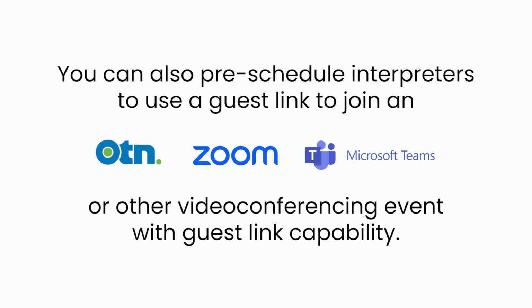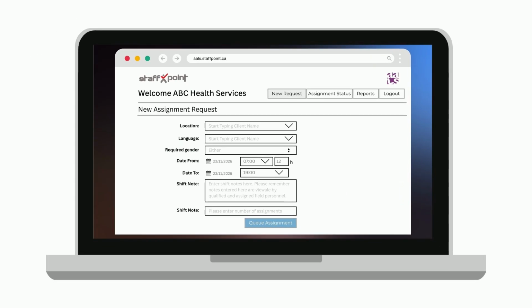You can also pre-schedule interpreters to use a guest link to join an OTN, Zoom, MS Teams, or other video conferencing event with guest link capability. This can be scheduled in the Access Alliance StaffPoint pre-scheduled interpretation portal.